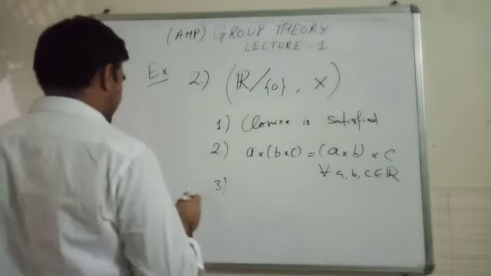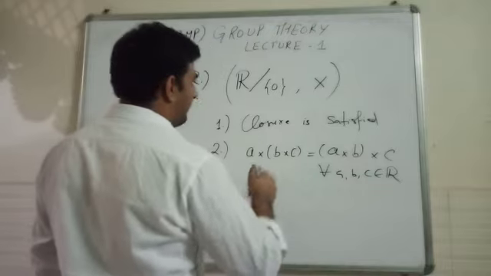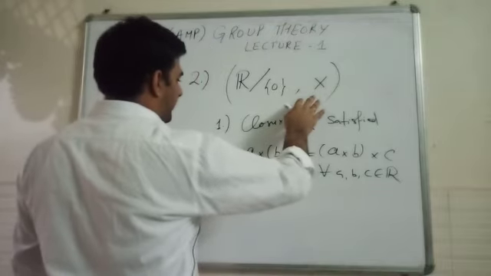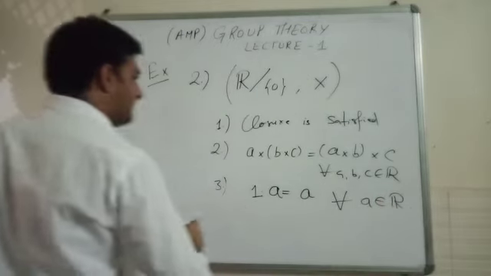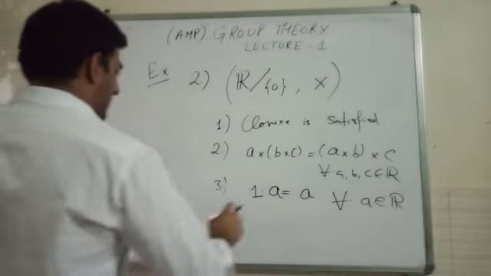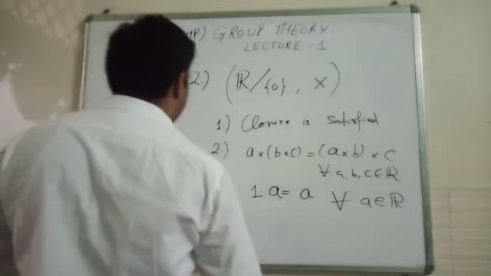So the third property is the neutral element. With respect to multiplication, the neutral element would be 1. So 1 times any real number again provides you with the real number. Now this holds for all A in the reals. So 1 is the neutral element with respect to multiplication.